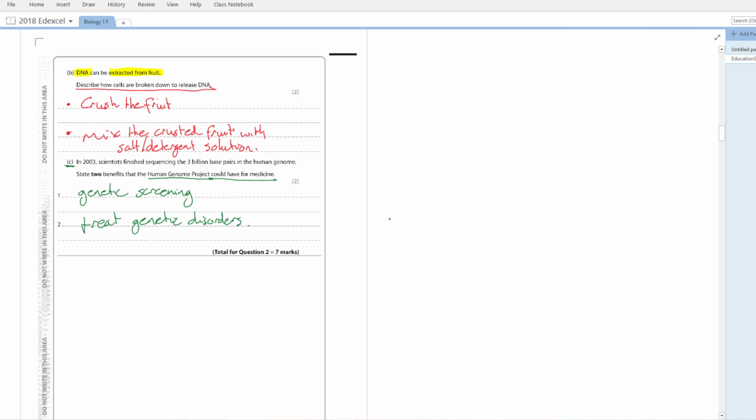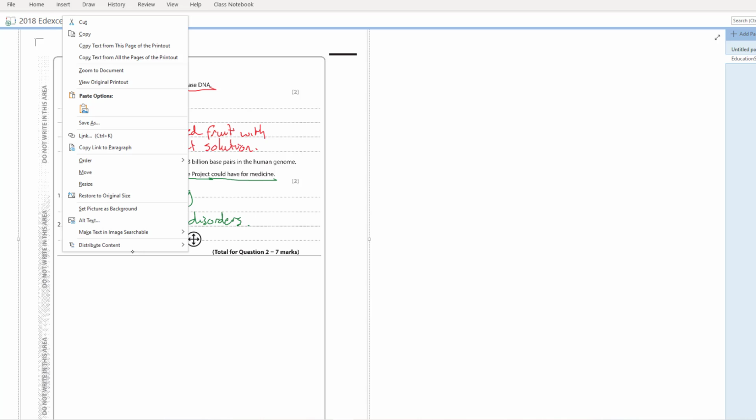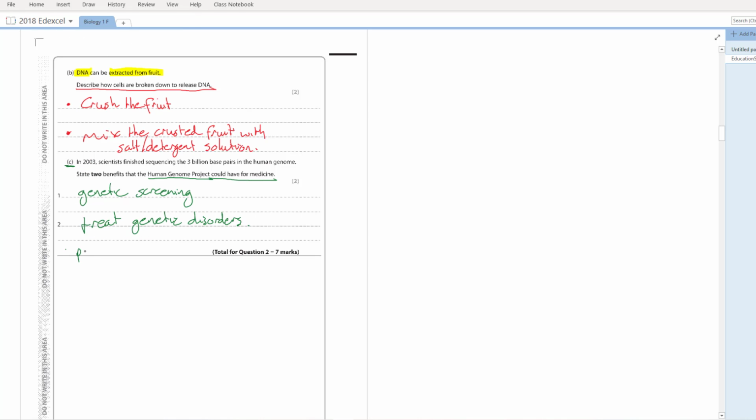Or an alternative one, if you needed an extra or acceptable answer, is personalized medicine. By that, they might know by looking at your genetic makeup that a certain section of drugs work very effectively for you or don't work very effectively for you, so then they can choose a drug that is most beneficial for you.